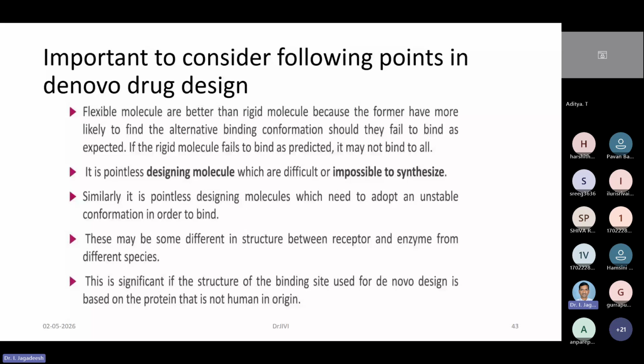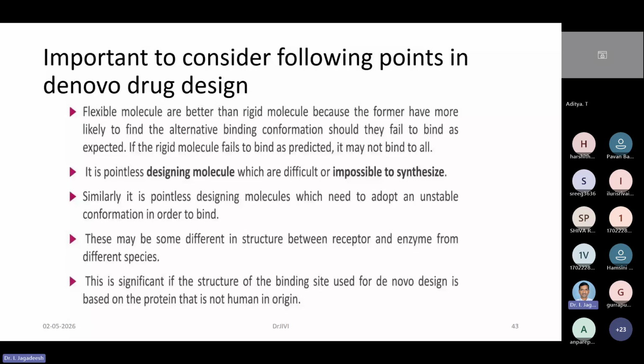Another point is that it is pointless to design molecules which are difficult or impossible to synthesize. It is working very well. Scores are very good, and with respect to geometry, charge, force and size, everything is perfect. But that molecule, as we have seen, is impossible to synthesize because it is peculiar in nature, costs very high, and is not feasible. So there is no point in proceeding further.